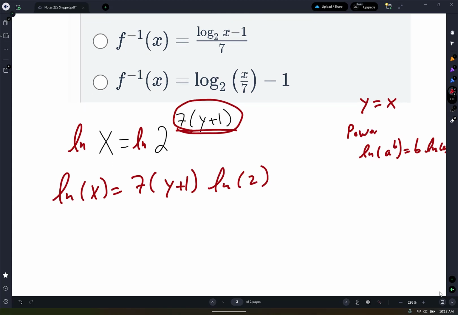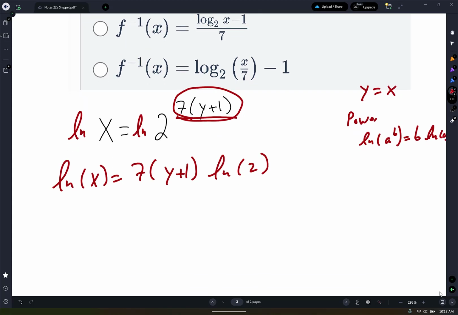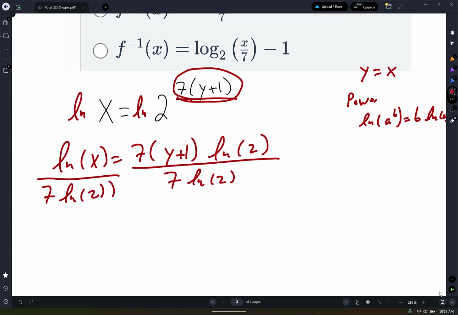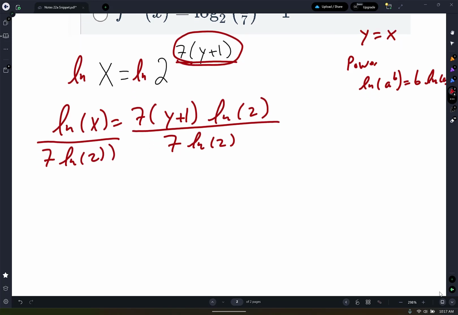And now you're trying to solve for y. So I'm going to get rid of that ln of 2. So divide both sides by, and I guess you can also include that 7 there. So divide both sides by 7 ln of 2. Whatever you do to one side, you do to the other. So now I have this. So here's what I now have. I'm going to write this on the left-hand side. Y plus 1 equals ln of x over 7 ln of 2.